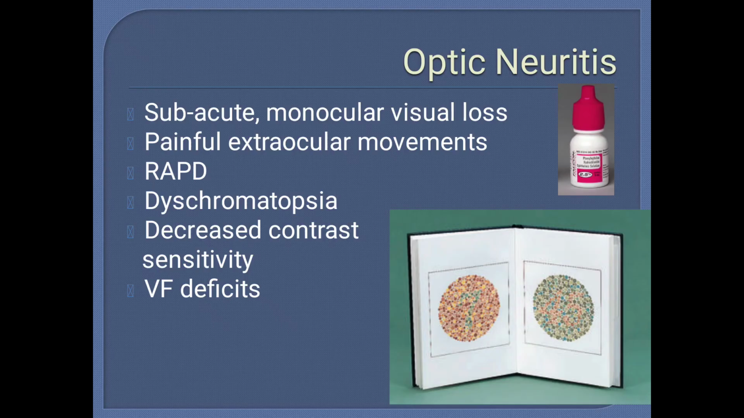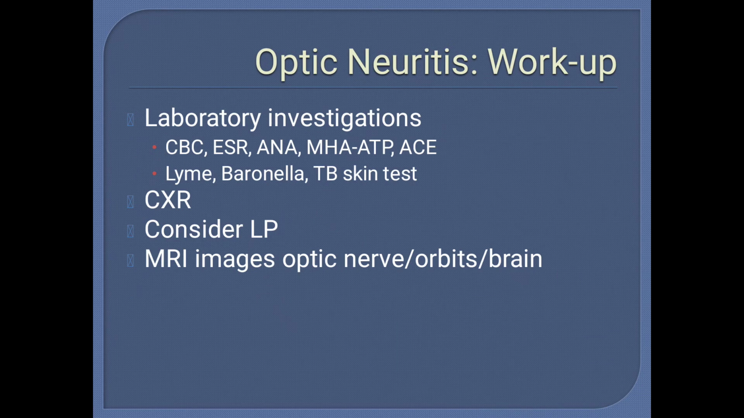Yes. So again, for the sake of repetition, let us discuss this once more because it is very important. In optic neuritis, there will be subacute monocular vision loss, and there will be painful extraocular movements. There will be a relative afferent pupillary defect, dyschromatopsia, decreased contrast sensitivity, and visual field deficits. So when a patient comes to you and you are suspecting optic neuritis, what do you do?